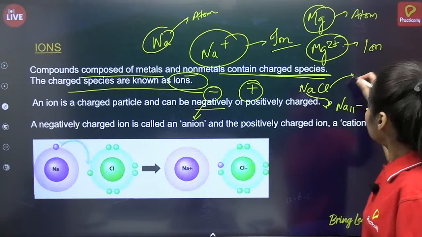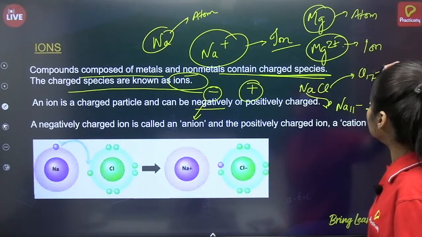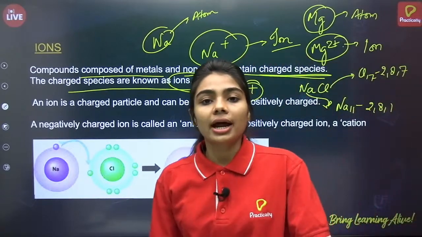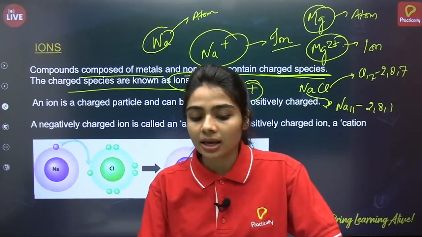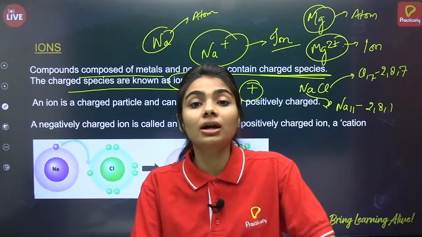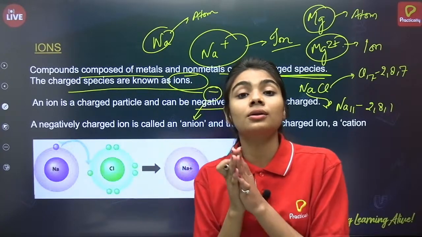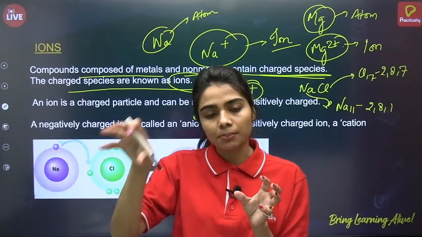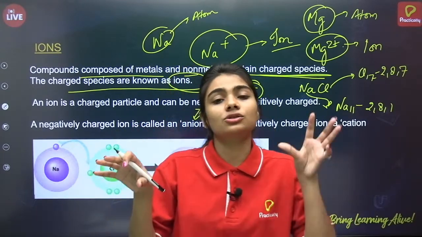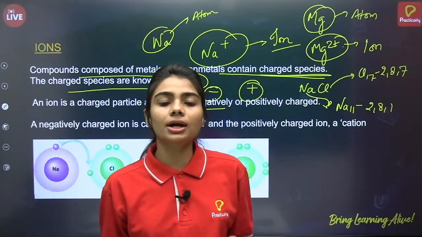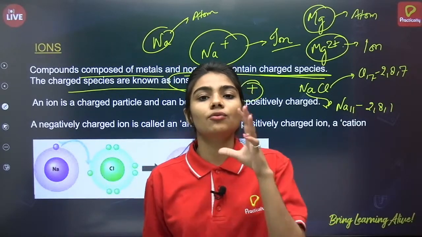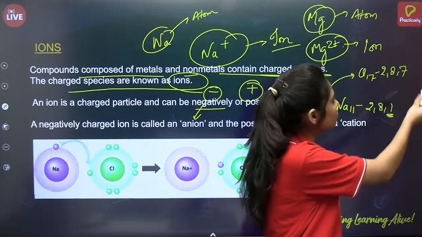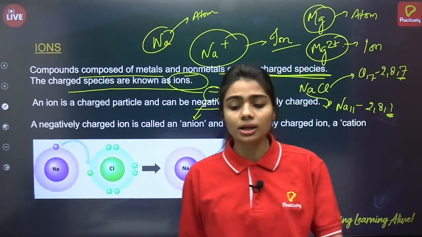For chlorine, it is 17, that is 2, 8, 7. Now, we know that atoms are stable when they have a completely filled shell, or when they complete their octet. If their octet is complete, then they are considered stable. So for an octet, how many electrons should be there? 8.